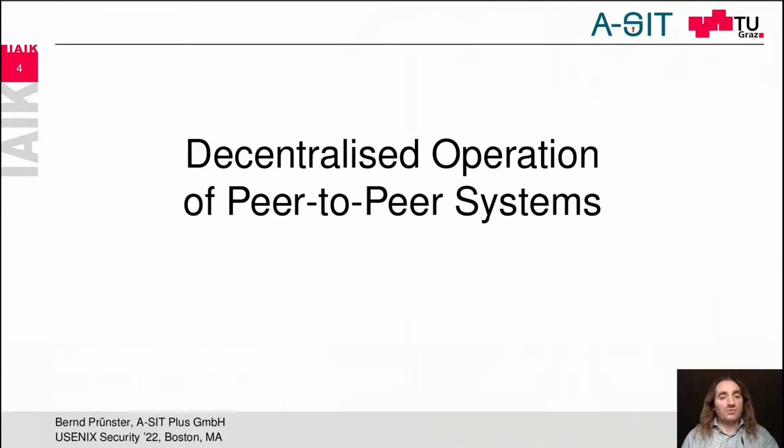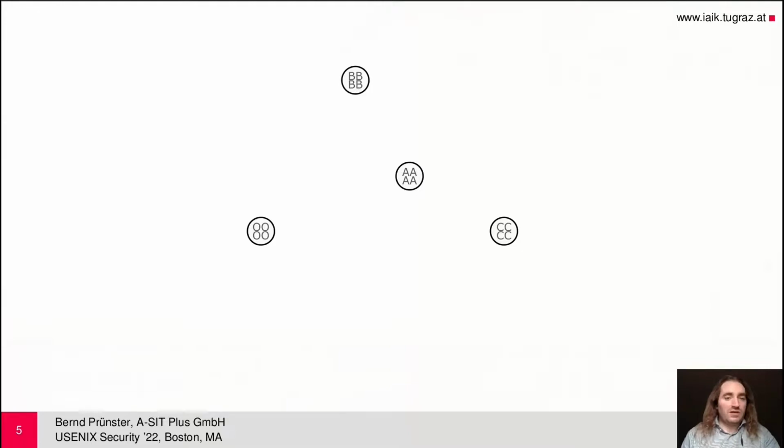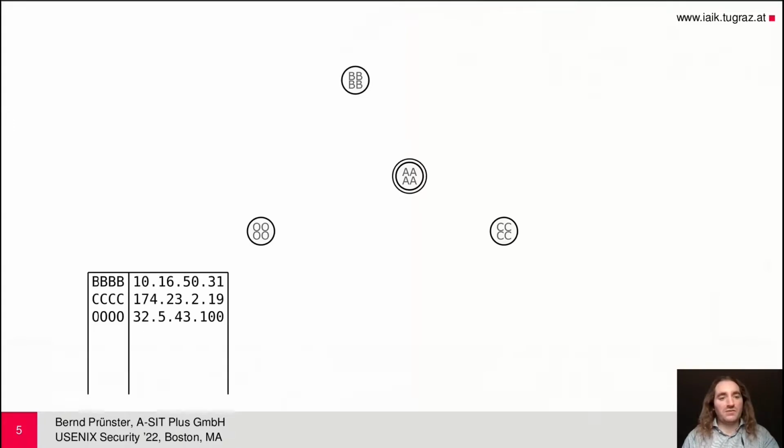So how do you operate a decentralized peer-to-peer system in the wild? First of all, some basics. You don't have IP layer information anymore, you have abstract identifiers. In this case, A, B, O, and C. And of course, this information needs to be mapped to IP layer information such that it actually works in the real world. And we will focus on our node A here, which has learned the IP layer information about B, C, and O out of band.